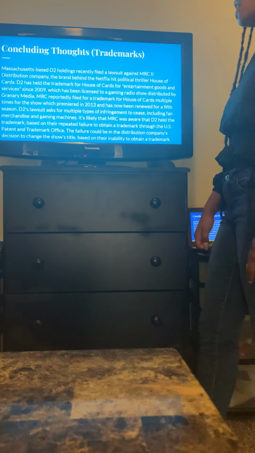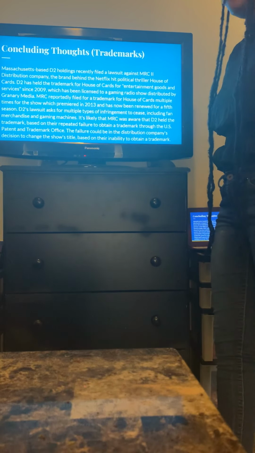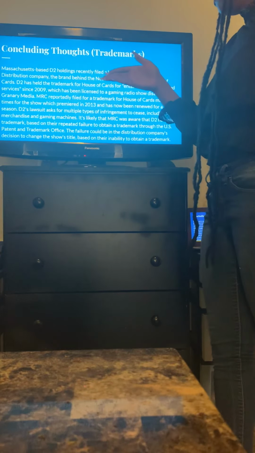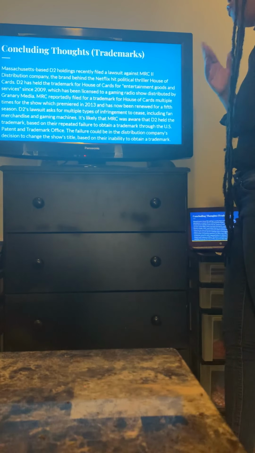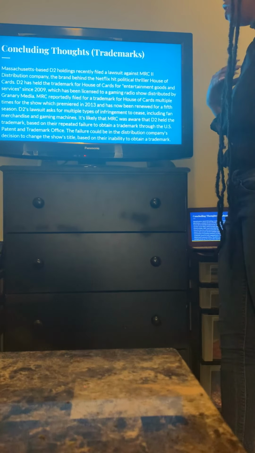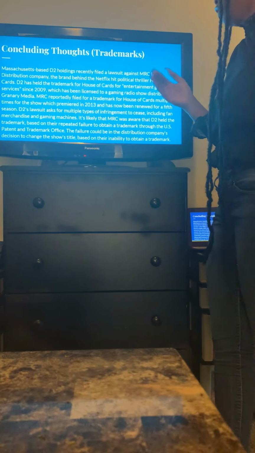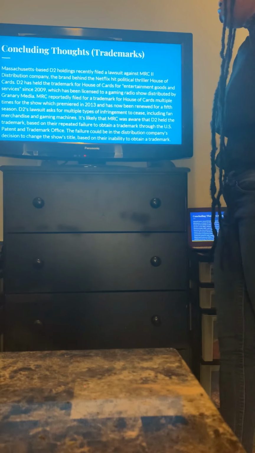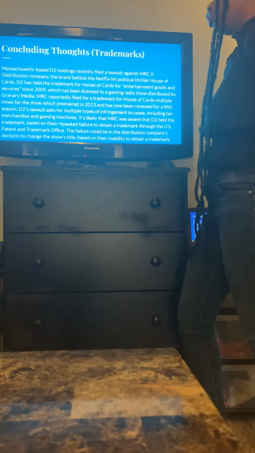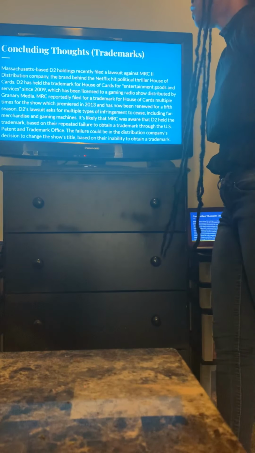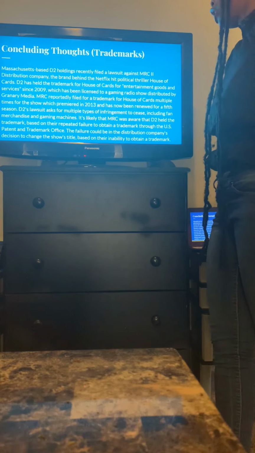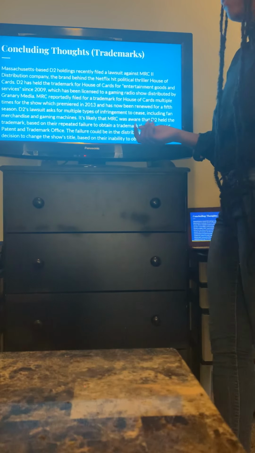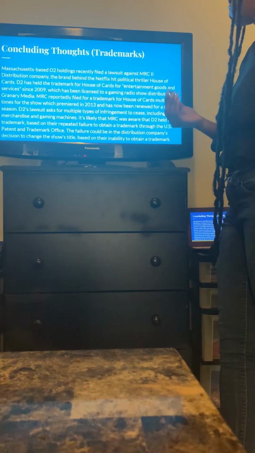For trademarks, I have a scenario, and it's based on the brand behind Netflix. Massachusetts-based D2 Holdings filed a lawsuit against the distribution company, which is the brand behind Netflix, because of entertainment and goods services that they had since 2009. It was licensed to a gaming radio show under the name Granary Media, and they filed for a trademark for House of Cards because it was premiered and renewed, and it was basically an infringement case for the trademark.